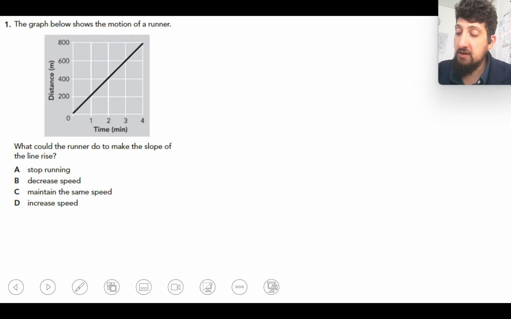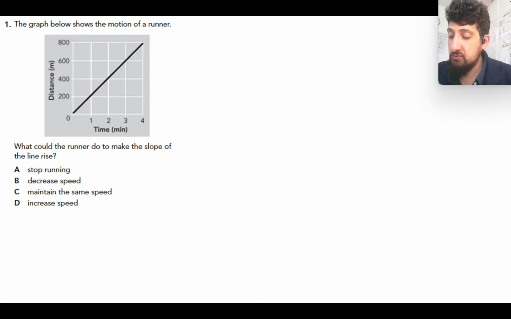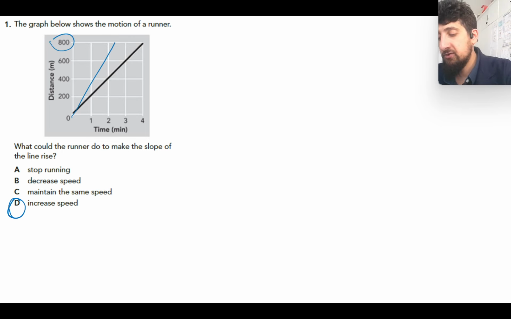Okay, the graph below shows the motion of a runner. What could the runner do to make the slope of the line rise? Okay, so this is the motion. They want to know what they can do to make it move up here. Well, we already know, don't we? Go a bit faster. So by increasing the speed, the person can travel the same distance in less time. And so they can still go to 800, but they'll cover it in less time by increasing the speed. Okay, so that's what that is.